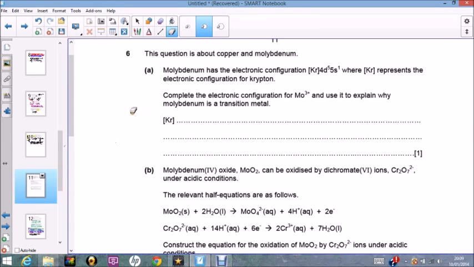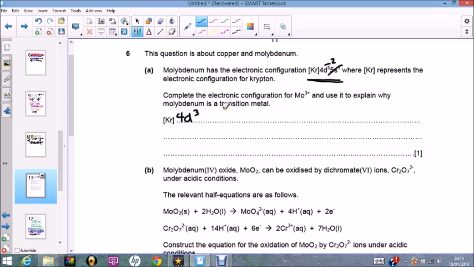Question 6. This is also a transition metal question, but it's also mixed in with some electrode potentials. We'll start off with part A. It says molybdenum has the electron configuration shown here, and it says complete the electron configuration for molybdenum 3+. So that means it's lost 3 electrons. So what we're going to do is take away the 1 from the 5s, and take away a further 2 from the 4d, leaving us with 4d3.